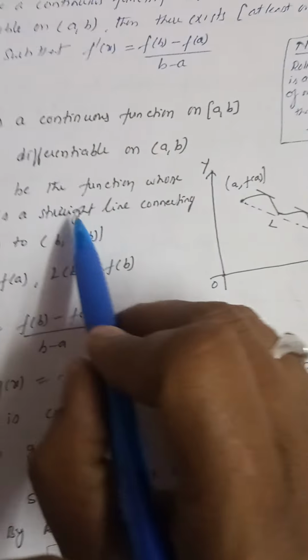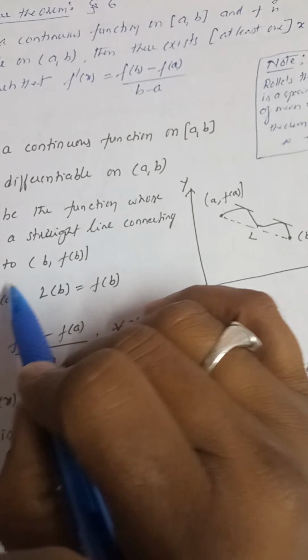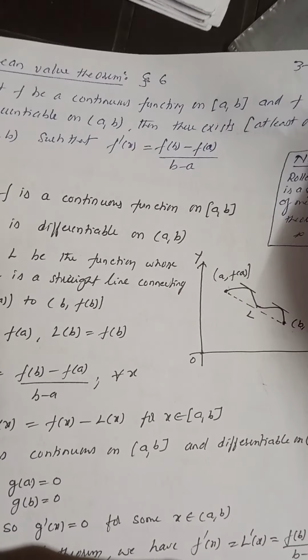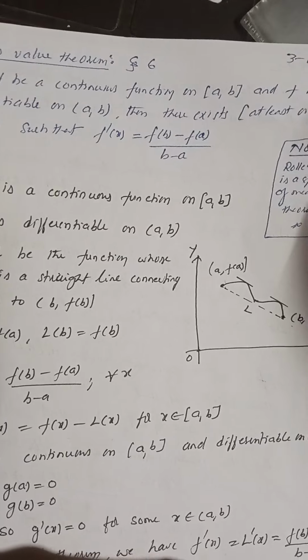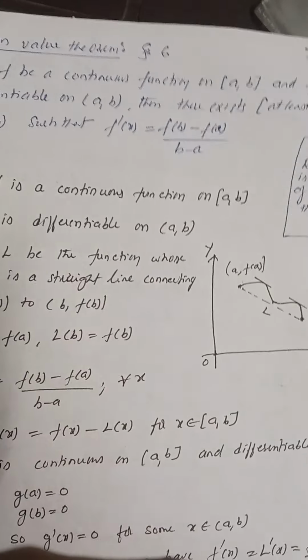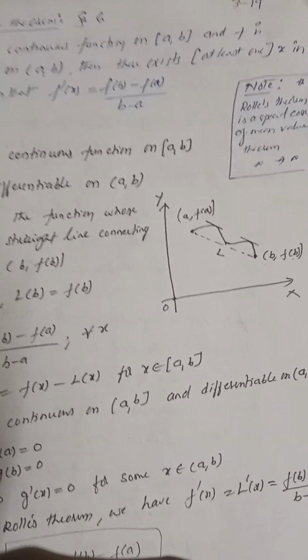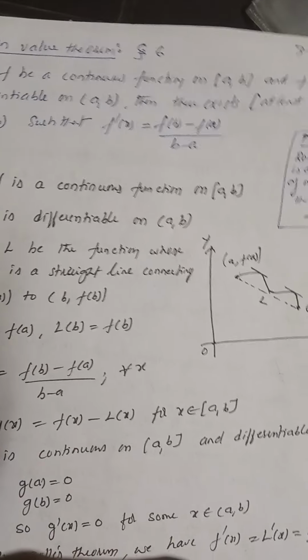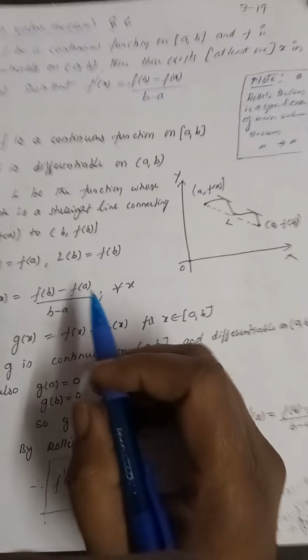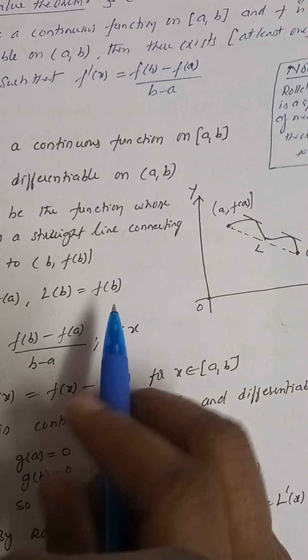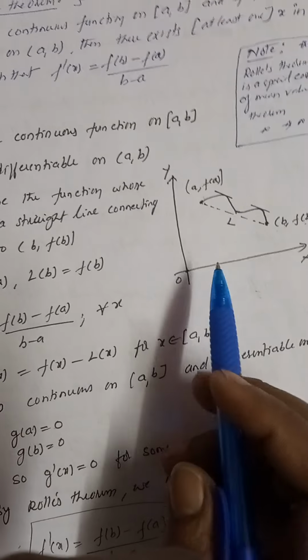Now see, let L be a function whose graph is a straight line connecting (a, f of a) to (b, f of b). We have to draw a line passing through those two points, (a, f of a) and (b, f of b). That dotted line is a straight line passing through those two points. Now L of a is equal to f of a and L of b is equal to f of b, clearly from the given data.